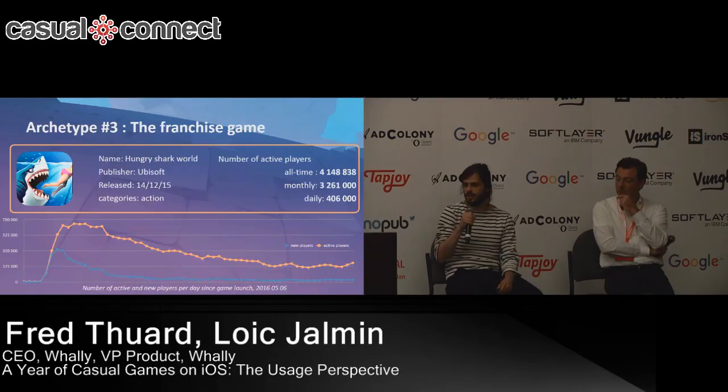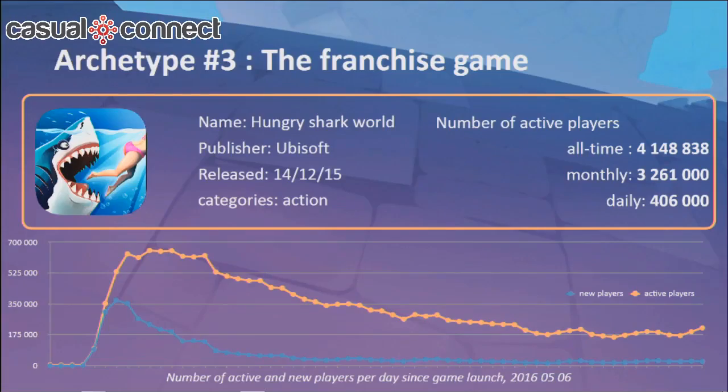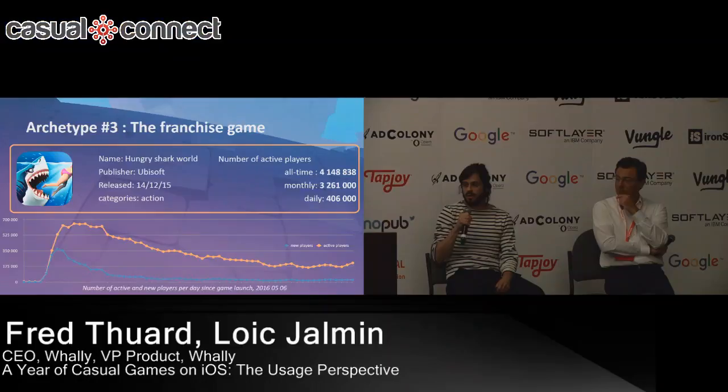The third archetype is Angry Shark World. It's a Ubisoft game. It's a franchise game that is basically the next game after Angry Shark Evo. So there are like 4 million players, 3.2 million per week, and around 500,000 per day. As you can see, the acquisition is really, really fast. It's about a week to reach 500,000 players.